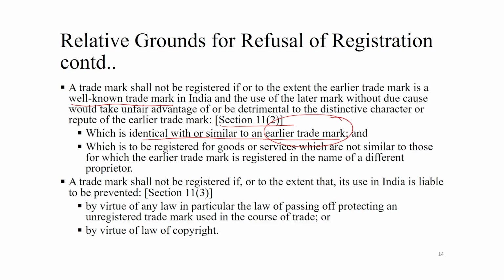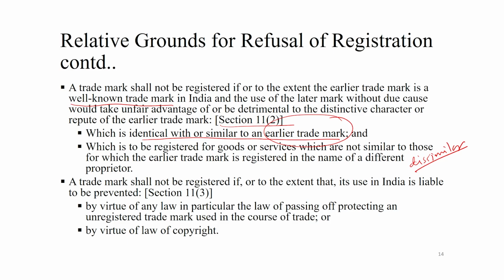But here in this case, if my mark is identical to an earlier trademark or similar to an earlier trademark, and that earlier trademark is a well-known trademark, then registration will not be allowed even for dissimilar goods. Even for dissimilar goods, which is to be registered for goods or services which are not similar to those for which the earlier trademark is registered in the name of a different proprietor. So therefore, this clearly indicates that we have a better protection for well-known trademarks.